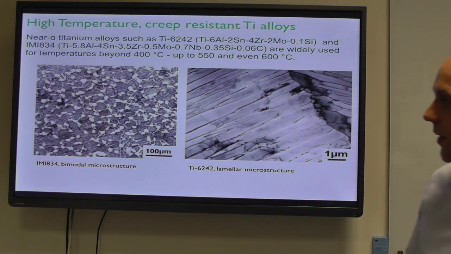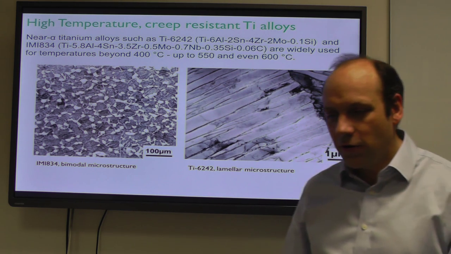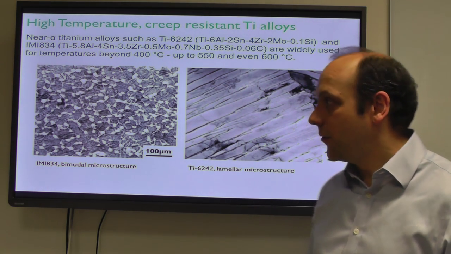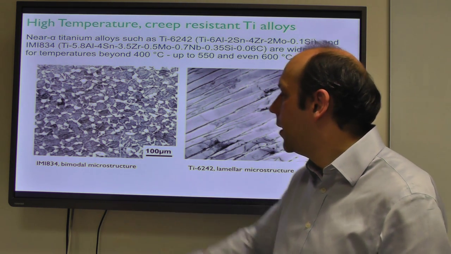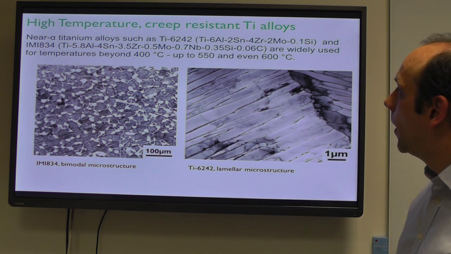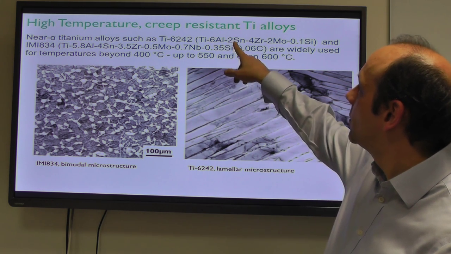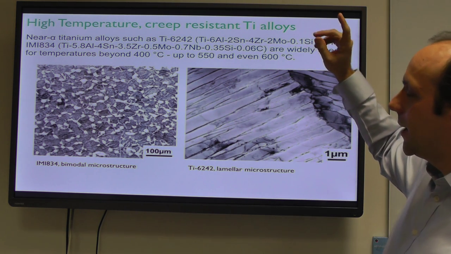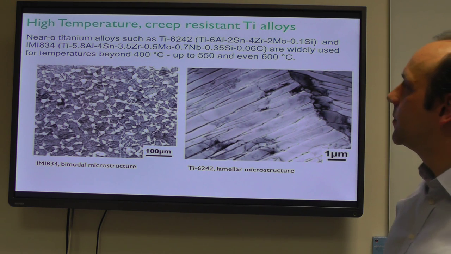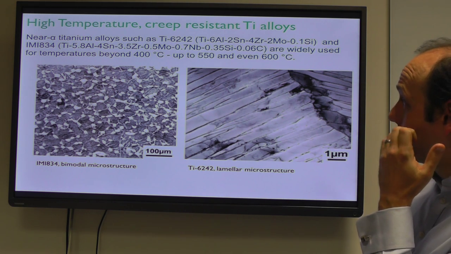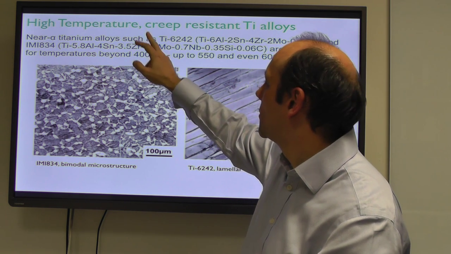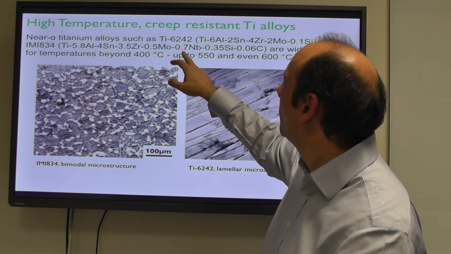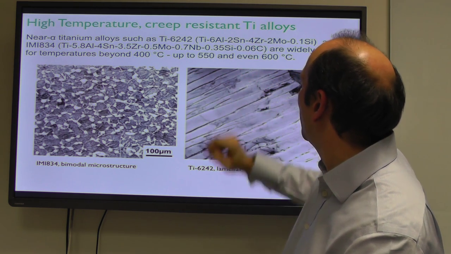Now, the other type of alloy we want to look at are near alpha alloys. And there are two we'll consider. One is IMI-834, and one is 6242. 6242 is 6 aluminium, 2 tin, 4 zirconium, 2 moly, and it has a touch of silicon in for reasons we'll discuss in a moment. IMI-834 is actually kind of similar. It has more tin, similar zirconium level, lower moly, bit of niobium instead, bit of carbon.